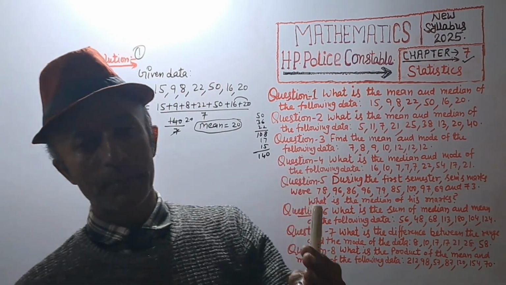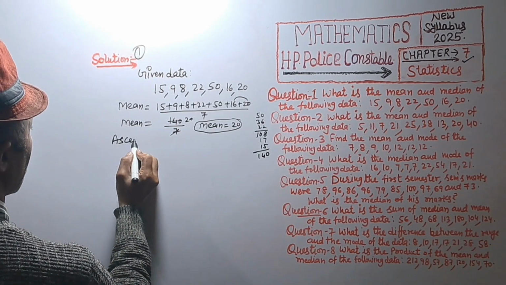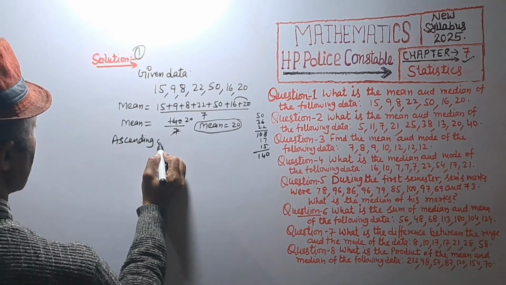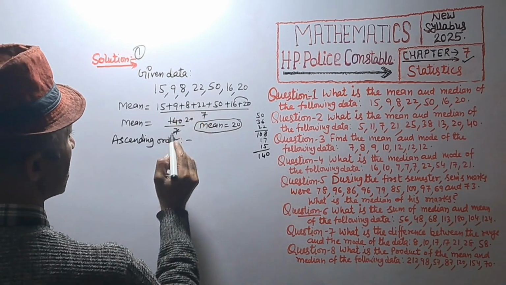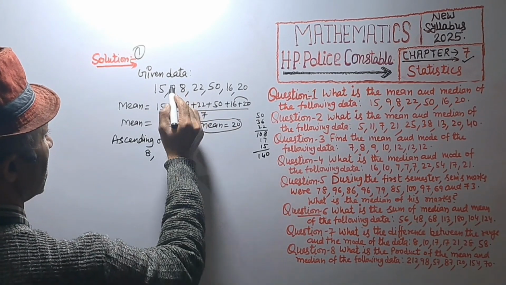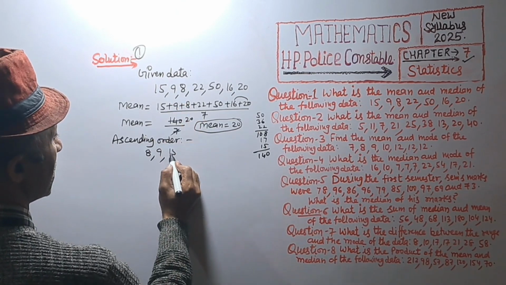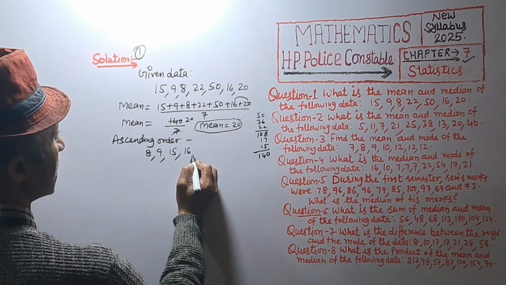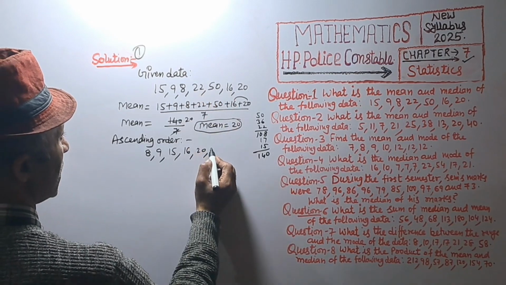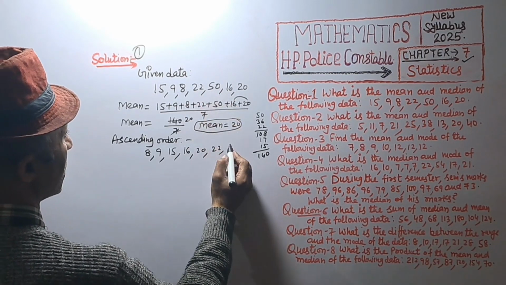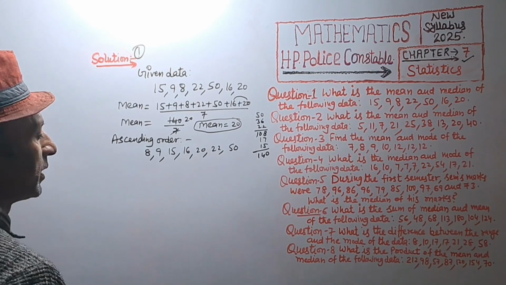In the case of median, we are arranging in ascending order. First the smallest number, that is 8, then 9, 15, 16, 20, 22 and 50. 1, 2, 3, 4, 5, 6, 7.